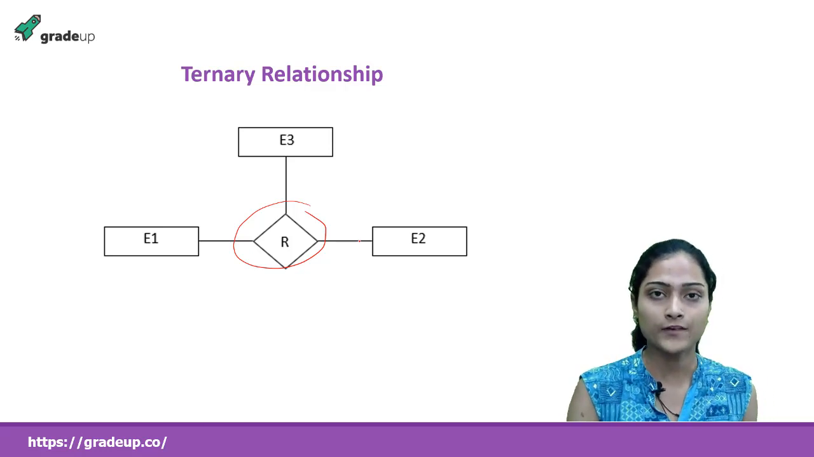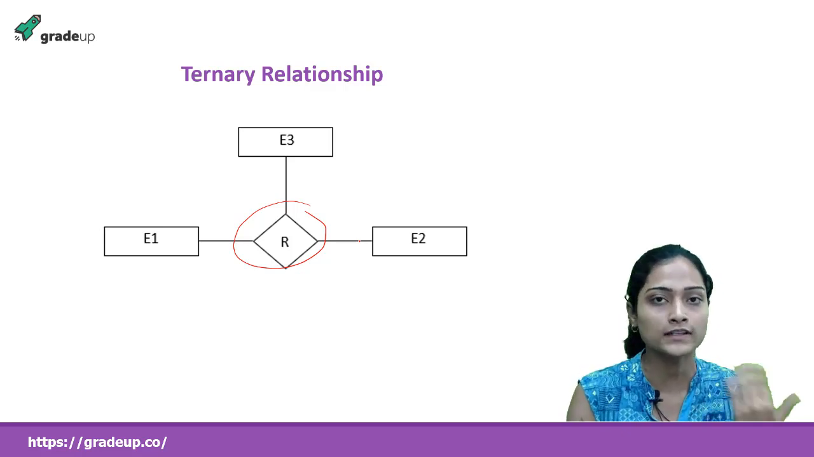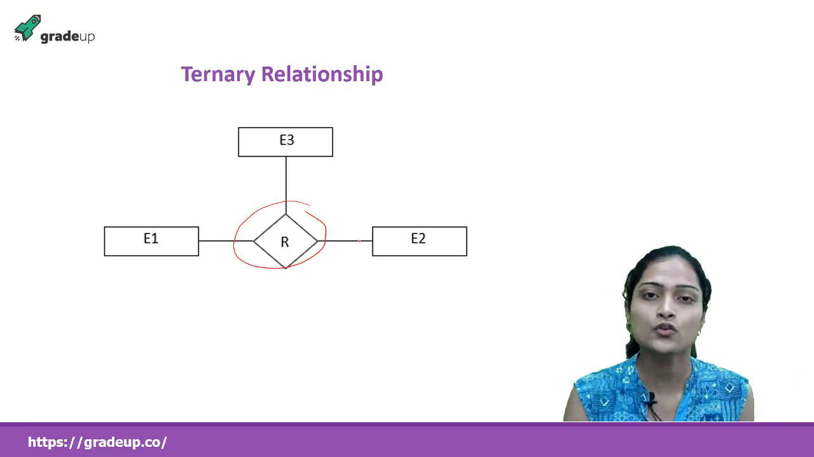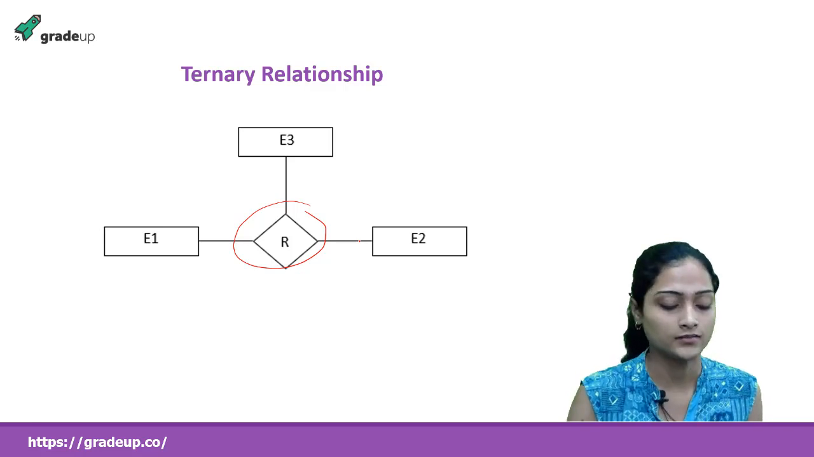But it is preferred that you should store the data in such a way that the relationship set is binary. Because if you increase the number of entity sets, then complexity also increases. You have to store the candidate key for all the three entity sets, and then complexity increases here. So it is preferred that you should store data in such a way that the relationship set is binary.